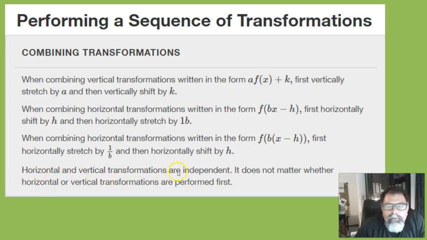Horizontal and vertical transformations are independent, so it doesn't matter which you perform first. I tend to like to do it in the order of operations, but again, it doesn't matter. Other than the restrictions listed above, you can do vertical and horizontal separately. They're independent.